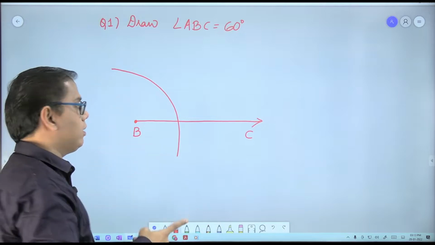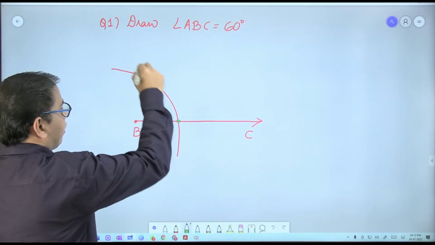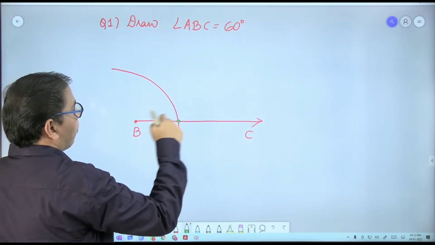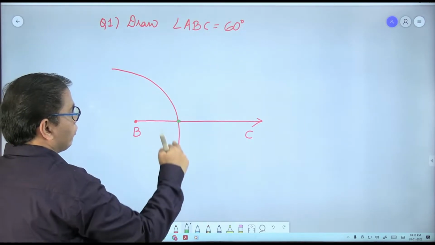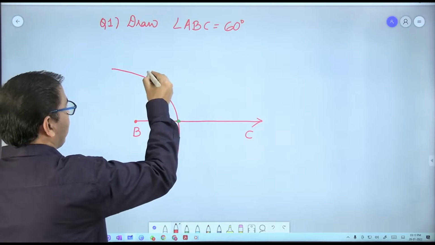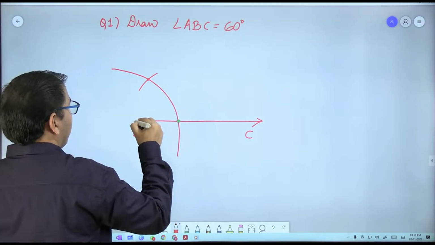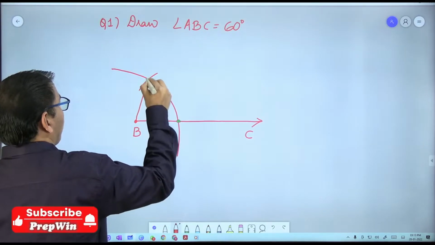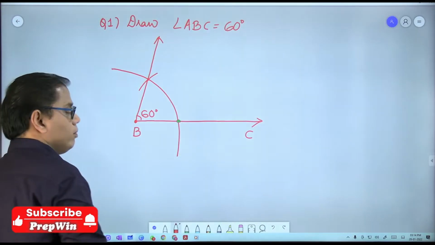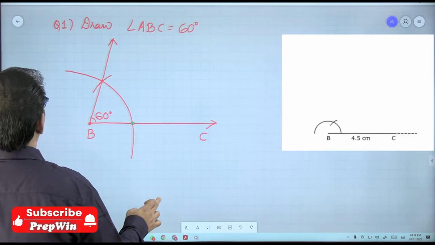Now without disturbing the arrangement of your compass, don't change this measurement. Again you will place the pointer on the point of intersection of your arc and ray BC, and taking the same measurement, you will cut this arc and you get this point. When you draw a ray, this angle will be 60 degree. I hope you already knew this. Can we move on to the next question?